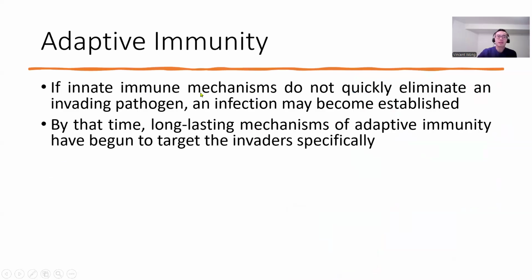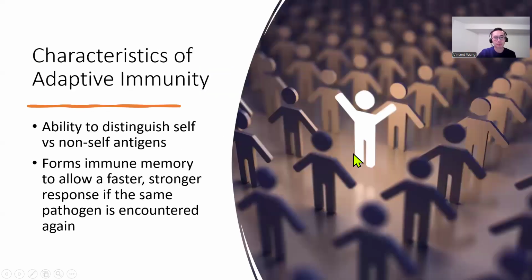If innate immunity mechanisms, which is like the inflammation, the complement, the fever, all those things we just wrote down, do not quickly eliminate an invading pathogen, an infection may become established. By that time, long-lasting mechanisms of adaptive immunity have begun to target the invaders specifically. So basically what it's saying is if the general defense fails, then we need a more specific tailored solution to deal with the invader. And that is basically the core of adaptive immunity.